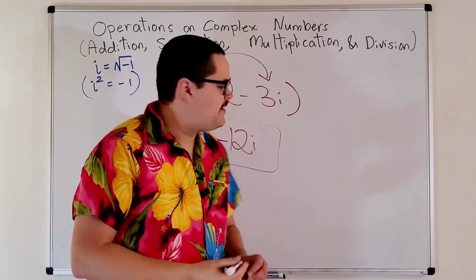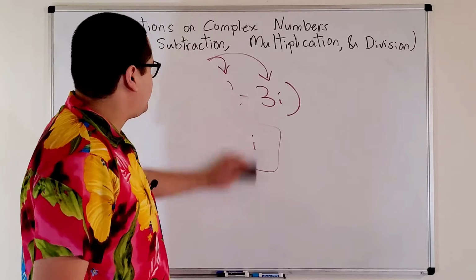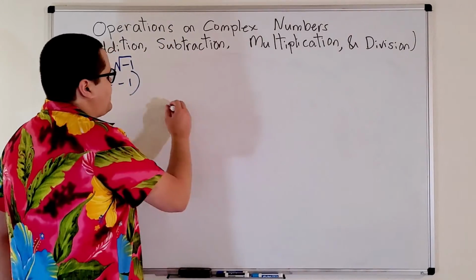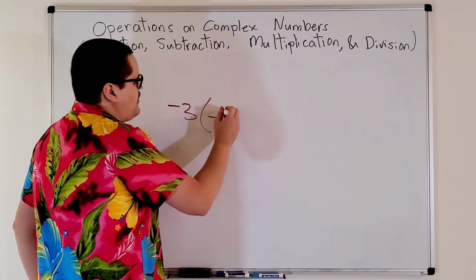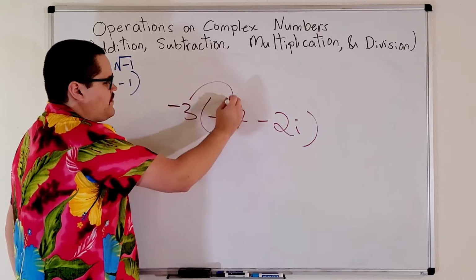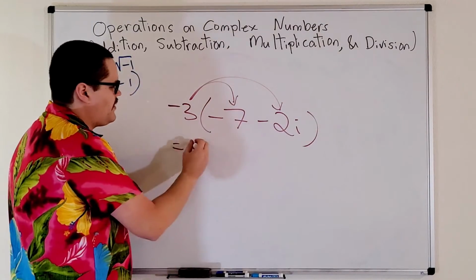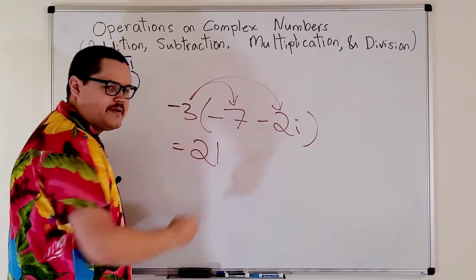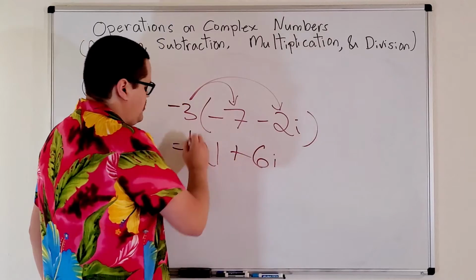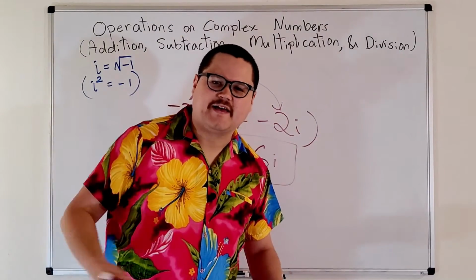Got it? Let's do another example. Let's say that we had, I don't know, negative 3 times negative 7 minus 2i. So distribute. Negative 3 times negative 7 is positive 21. Negative 3 times negative 2i is positive 6i. So the answer is positive 21 plus positive 6i.